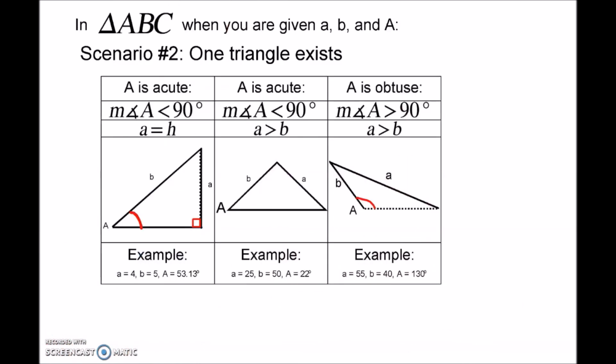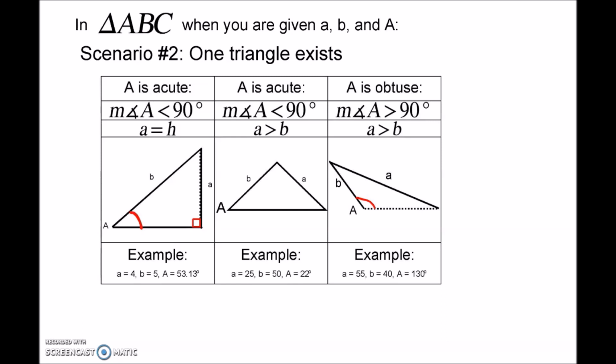In our second scenario, we have three ways where exactly one triangle can exist. When we're given one angle and two sides, and the angle we're given is an acute angle, we know only one triangle can exist if that triangle ends up being a right triangle. So the side opposite angle A is actually the height of our triangle, and angle B in this case would be 90 degrees. Or if the measure of angle A is less than 90 degrees, so it's an acute angle, and side a is greater than side b.